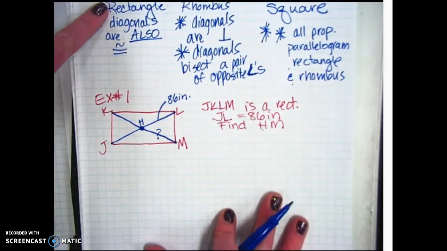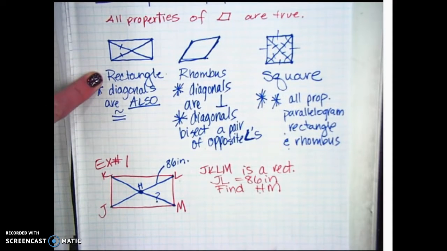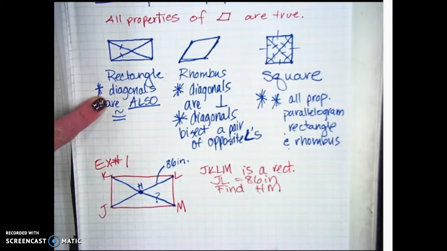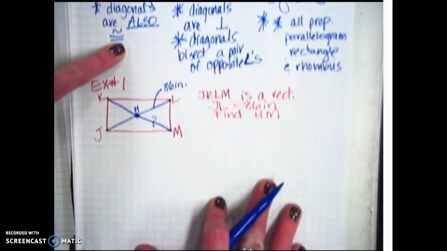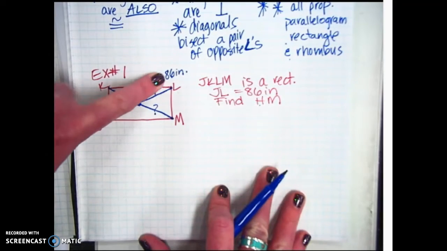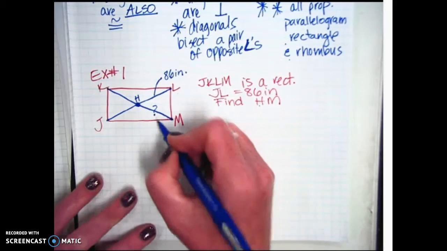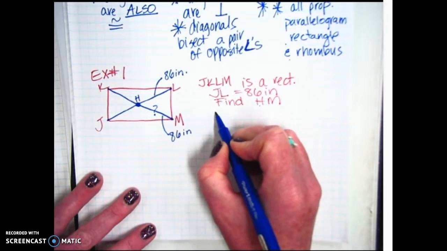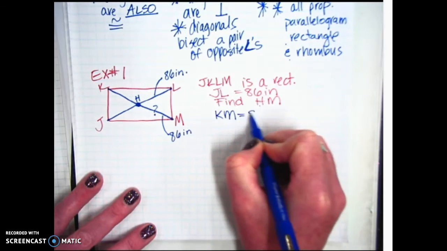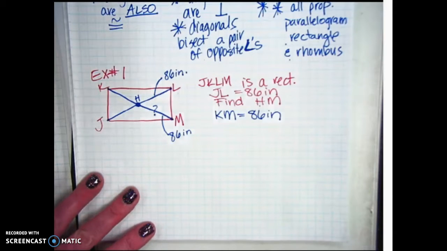But if you come back up to the special properties, you remember that in the rectangle, the diagonals not only bisect each other, but they're also going to be congruent, right? So if JL is 86, what's KM going to be? 86. So the whole thing is 86 inches. I'm going to write that down. KM is also 86 inches, which the property we just learned told us.